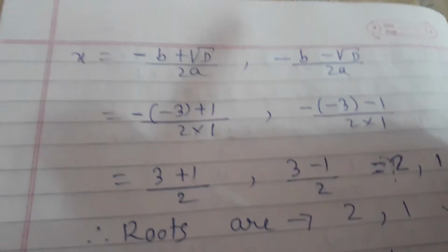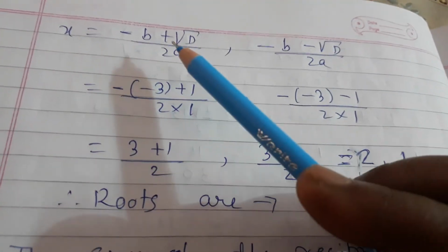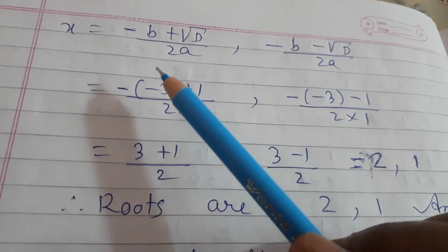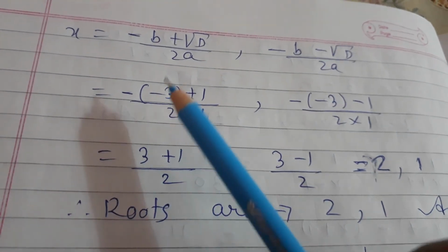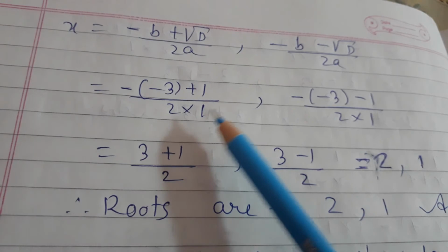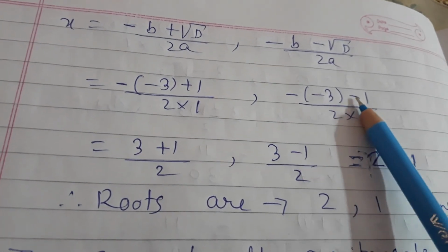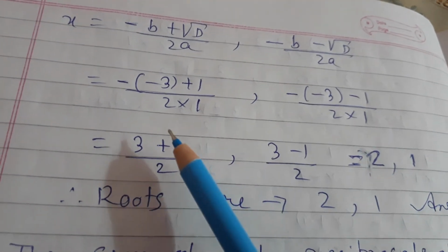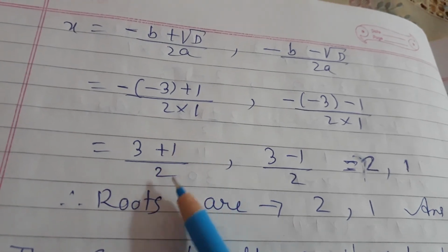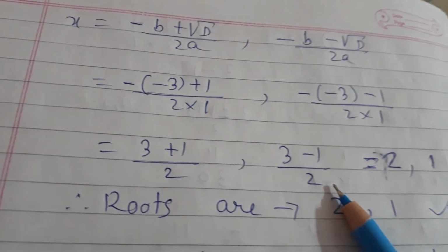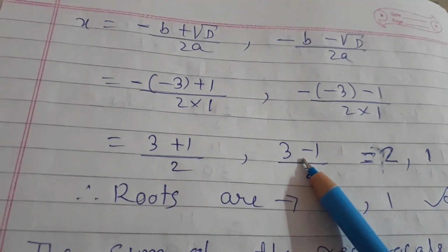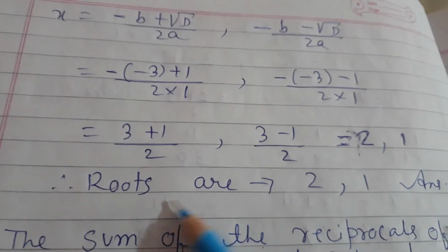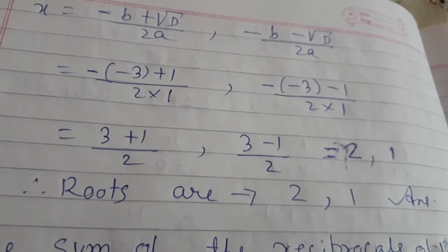Now you write the formula of x: (-b + root D)/2a, (-b - root D)/2a. So (-(-3) + 1)/(2 × 1), and same thing here only -1. So minus minus plus: (3 + 1)/2 and (3 - 1)/2. 3 + 1 is 4, 4 by 2 is 2, and this is 2 by 2, 1. So roots are 2 and 1. Okay.